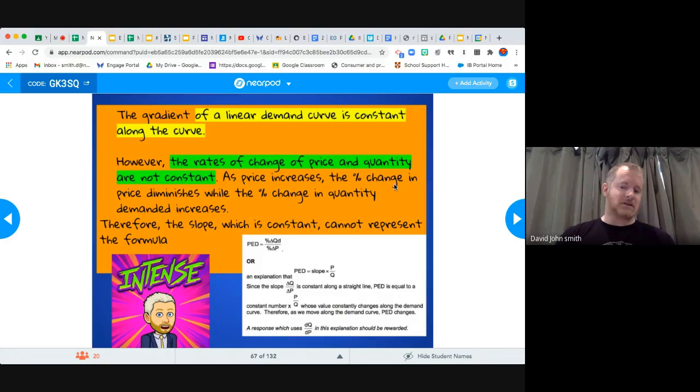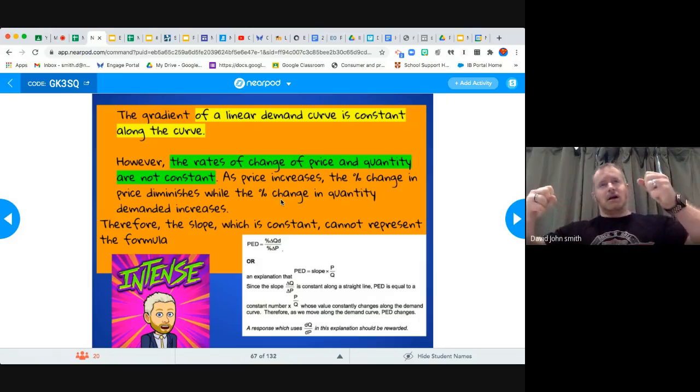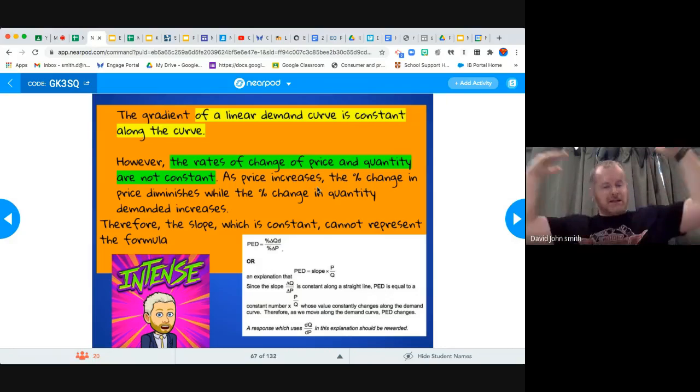So as the price increases, the percentage change in the price diminishes while the percentage change in the quantity increases. Therefore, the slope can't be the same as elasticity. If you get that understanding as an HL learner, you're going to put yourself up there amongst the top 5% of all of the HL learners in the world, because that is quite mathematical, and it is an additional understanding that they're not all going to get.